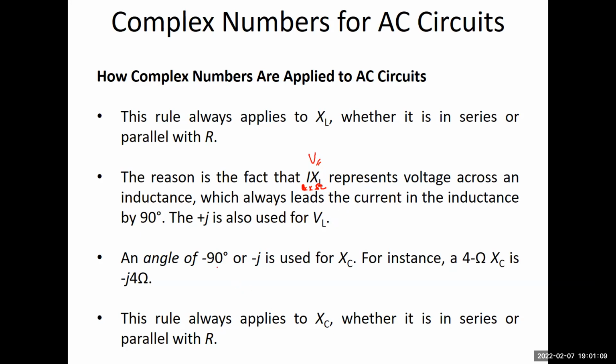Okay. An angle of negative 90 degrees, or negative J, is used for XC, or the capacitive reactance. Okay. For instance, we have 4 ohms capacitive reactance, and that is written as negative J4 ohms. And this rule always applies to XC whether it is in series or in parallel with R. So you have to remember this always, para hindi kayo nagkakamali kung ano yung sign in between ng R at saka ng reactance. Okay?